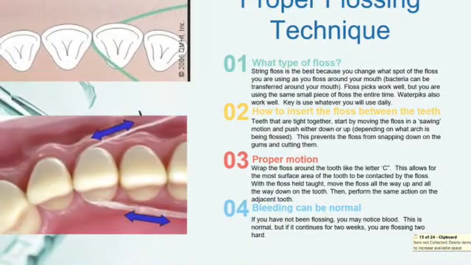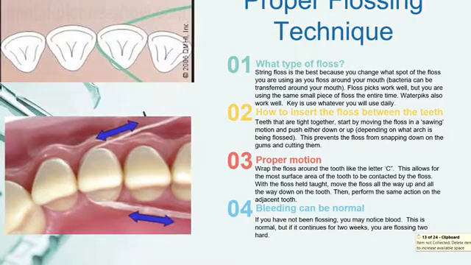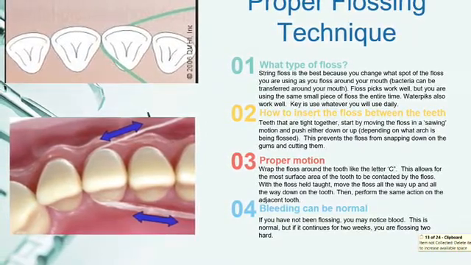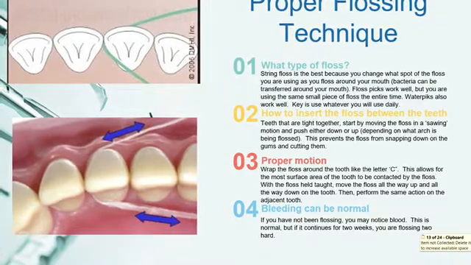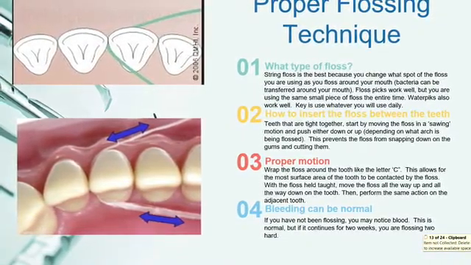For flossing, the best type of floss to use is string floss. The floss picks work well, but string floss allows you to change the floss as it removes food and bacteria throughout the mouth. Start with wrapping floss around the middle fingers and use your index fingers to apply pressure.